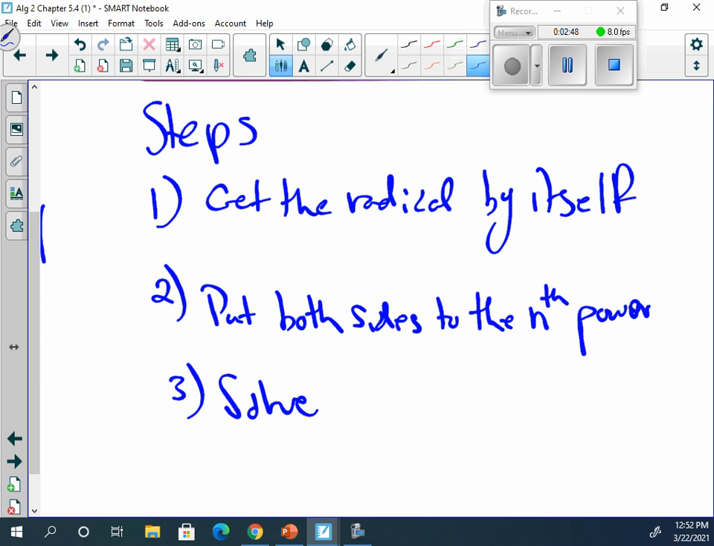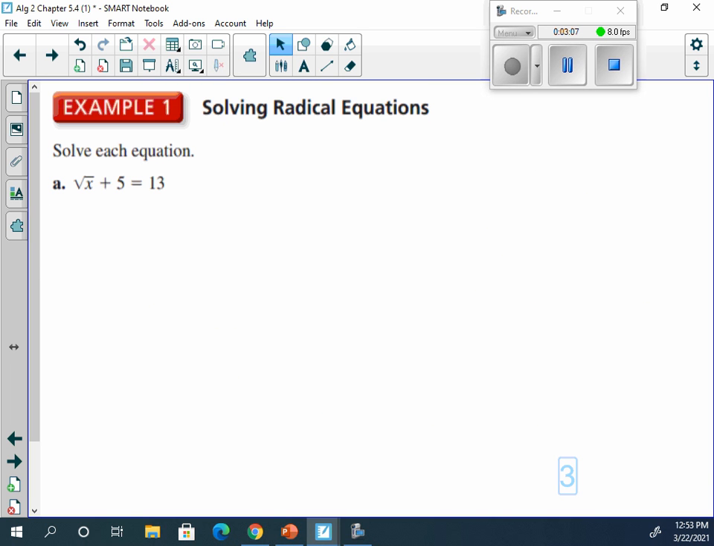Now, if we do have more than one radical, we might have to do these steps more than one time, but these are the basic steps. Because if we have two radicals, we want to get them by themselves. We'll split them apart, and we'll see that here in a minute. But these are the main steps, especially if we have a single radical.